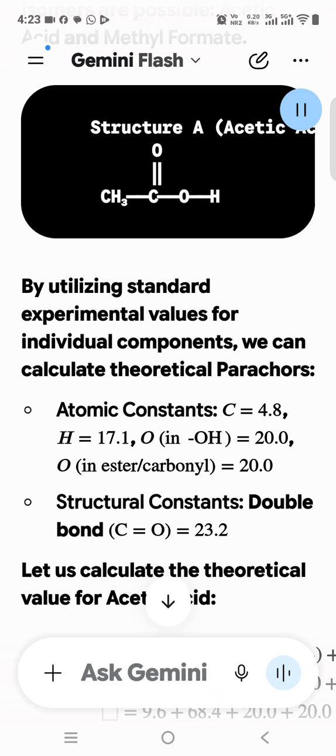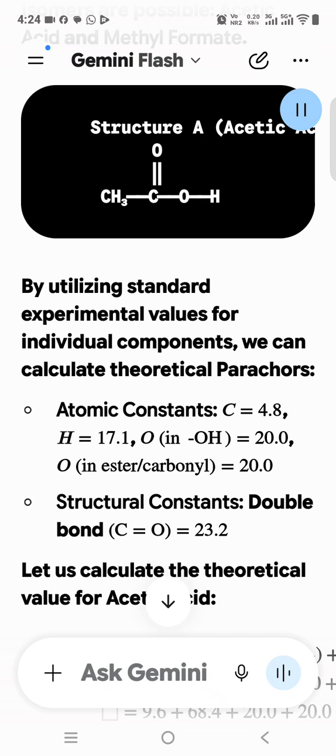3. Structural elucidation of C_2H_4O_2. Parachor is an additive and constitutive property. The total parachor of a molecule is the sum of its atomic parachors and structural parachors, due to bonds, rings, etc. For the empirical formula C_2H_4O_2, two major structural isomers are possible: acetic acid and methyl formate.